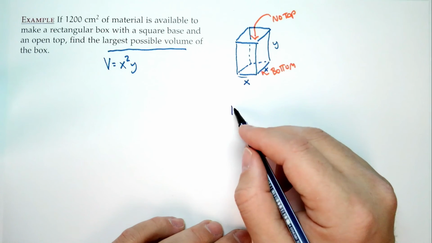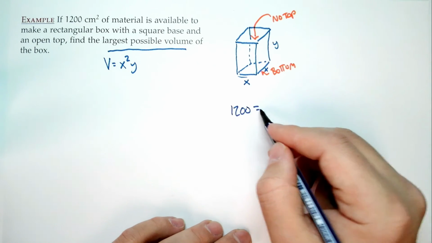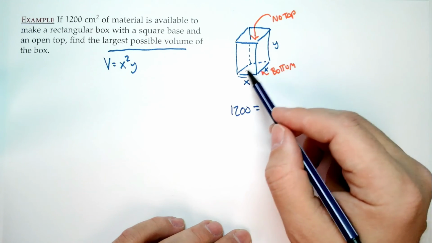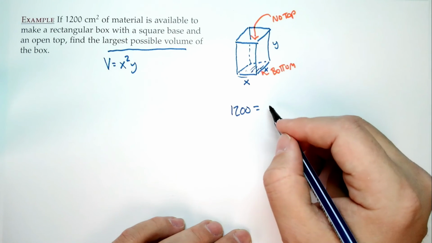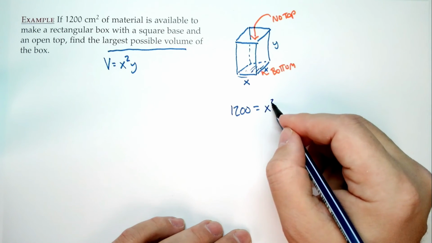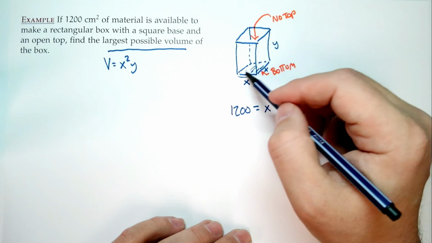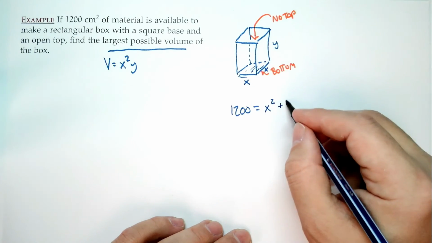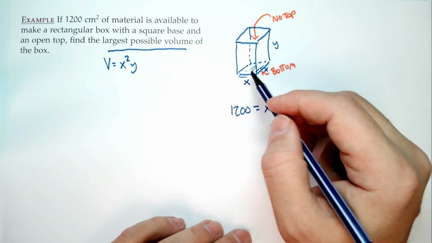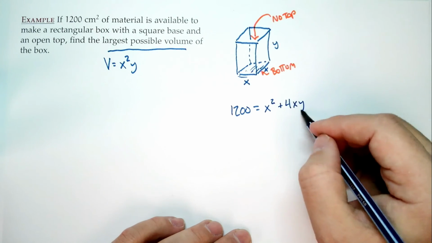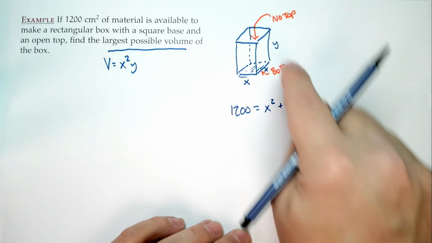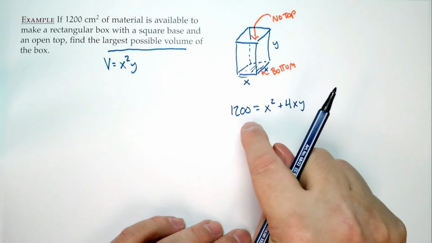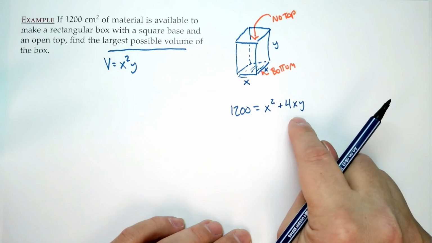So we know that 1,200 is going to be, what happens when we add all the sides up? Well, we've got the bottom side, that's going to be x times x. That's x squared. Then we have 4 sides which are identical. They're all x by y. So there's 4 sides, and each one of them has area xy. So there's 5 sides total, but remember, no top. So we need 1,200 equal x squared plus 4xy.